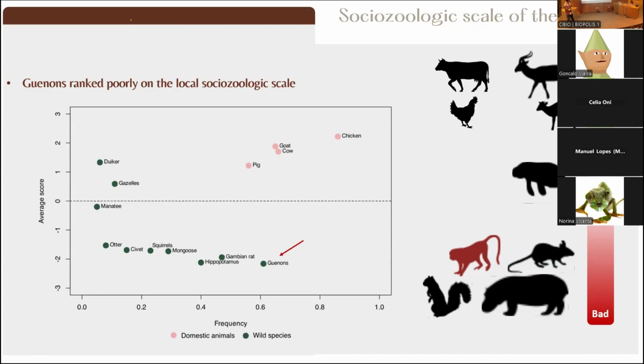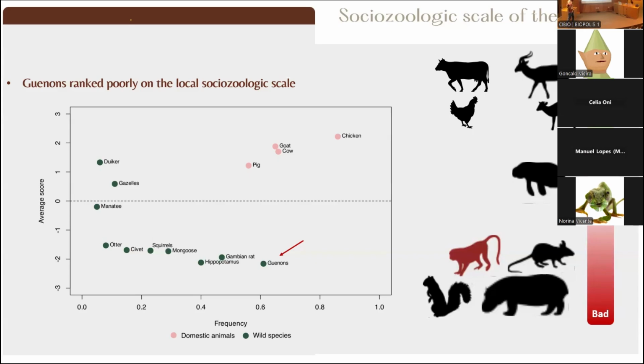Most wild species are relatively not that well perceived, except perhaps the gazelles and the duikers. People don't mention them very frequently because they prefer to mention the domestic animals, but they do think that they are generally good for them. And the reasons for this: they are considered beautiful, or they are considered edible. They are quite liked as well.